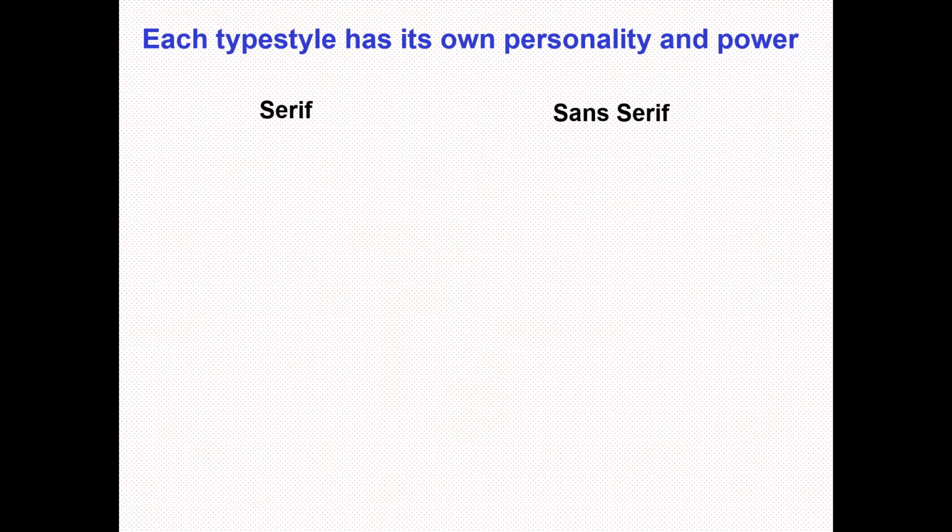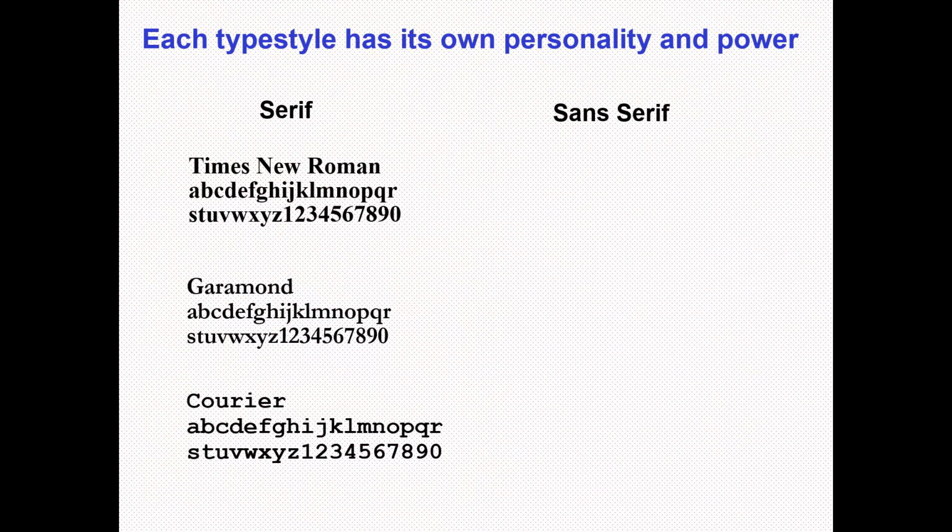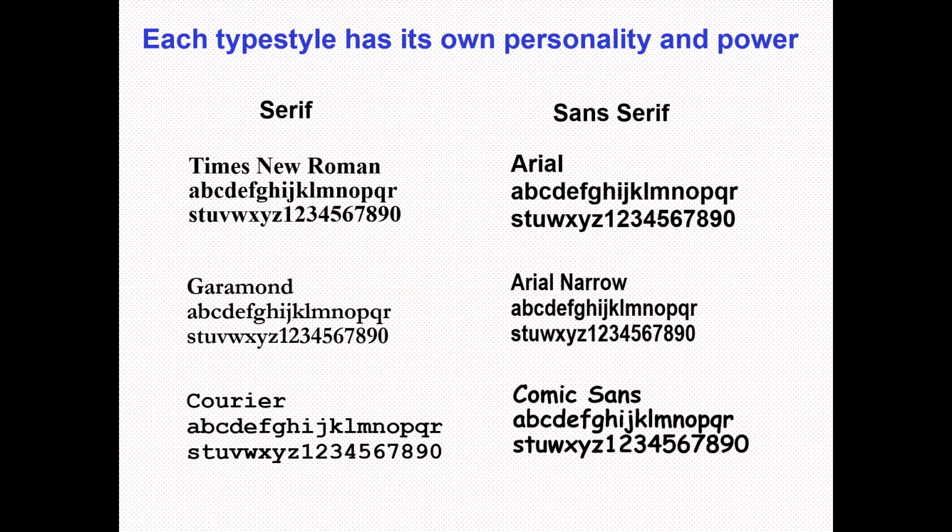Each type style has its own personality and power. For example, we have two different categories of type styles: one we call serif, and the other is called sans serif. As mentioned, each style has its own personality and power. In serif, we have Times New Roman, the most commonly utilized style in scientific writing. It looks like this. Similarly in serif, we have Garamond and Courier.